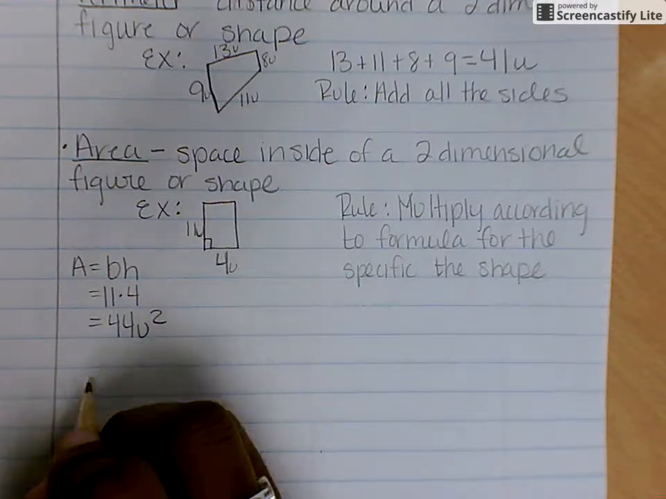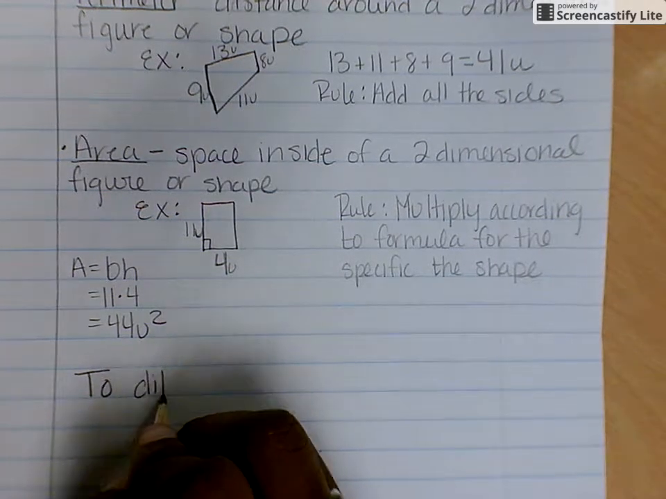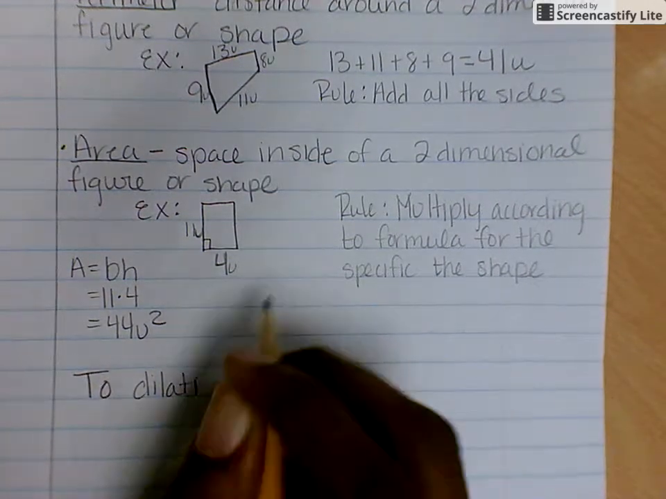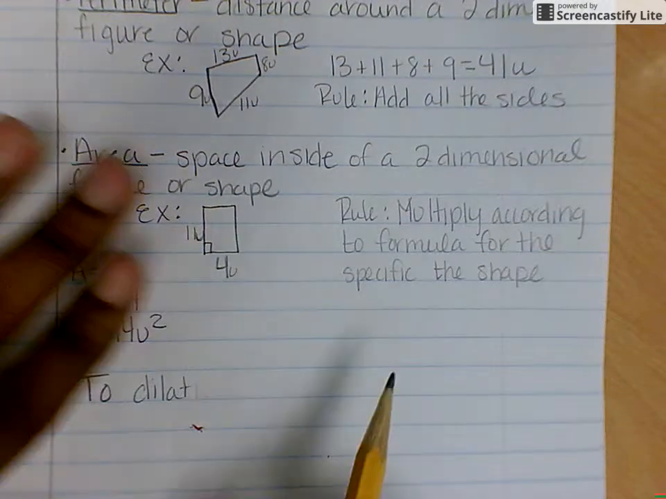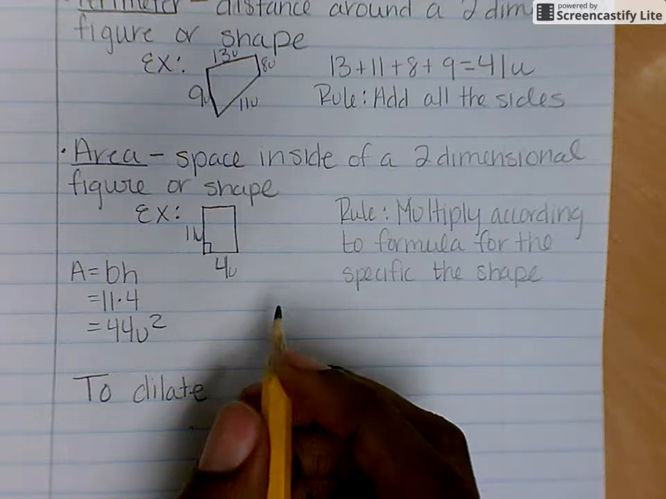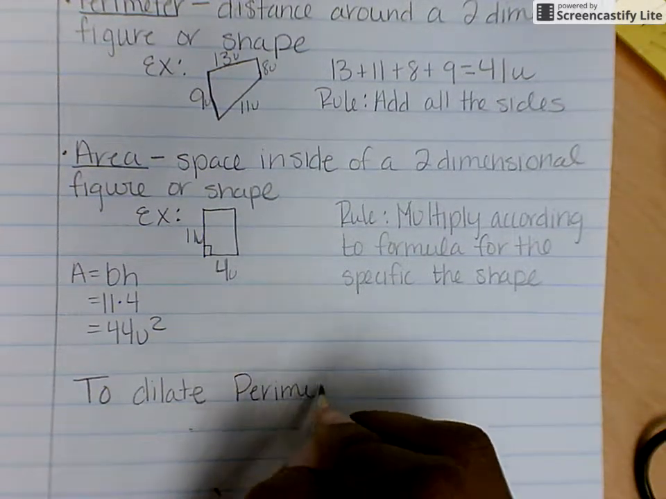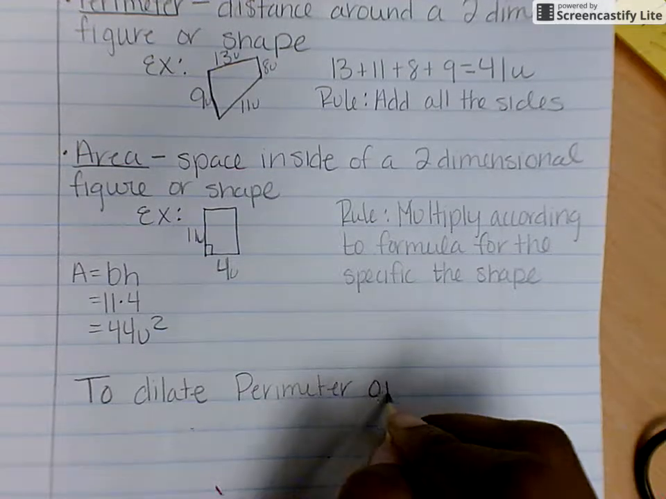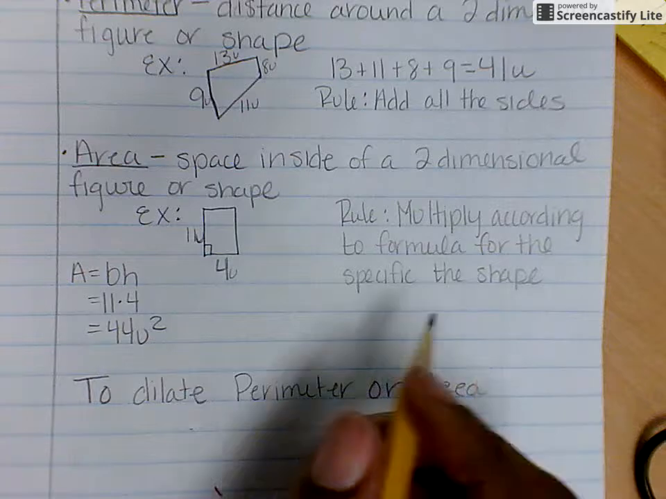So we've already talked about dilation. So now we're going to apply those dilations. We're going to apply the dilation to area and perimeter. So to dilate perimeter or area, there are specific rules that we use, and they are tied to what we already know.